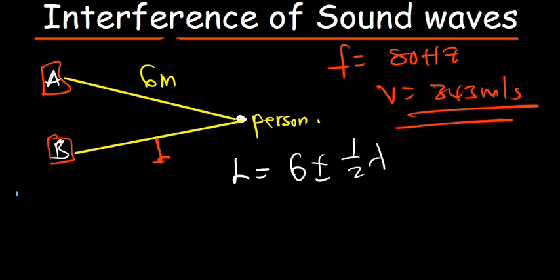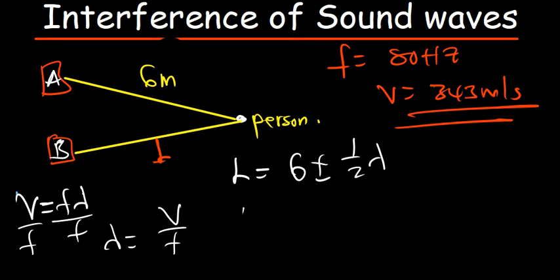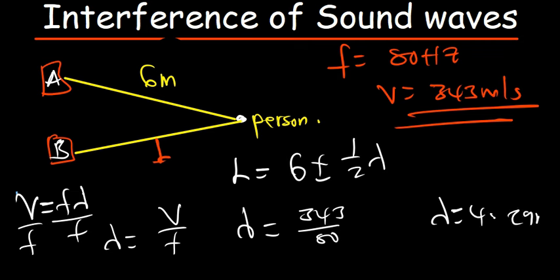Now first you need to find the wavelength. How do you find the wavelength? V is equal to the frequency times lambda. Let's divide both sides by the frequency. So lambda will be equal to V divided by frequency. So this will be equal to 343 divided by 80. That should be 4.29. So 4.29 meters is my lambda.